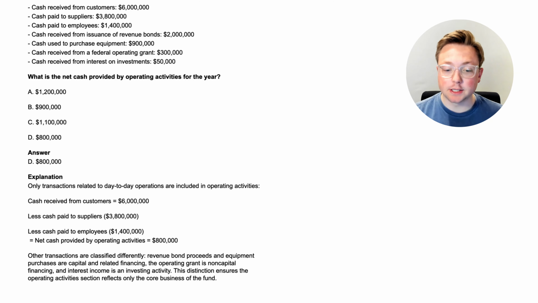And the other transactions are classified differently. Revenue bond proceeds and equipment purchases are capital and related financing. Again, we're getting the idea of all four of the activities from this, even though we were focusing on operating activities. The operating grant is non-capital financing, and interest income is an investing activity. This distinction ensures the operating activities section reflects only the core business of the fund. So again, operating activities, core business functions, typically if you think about it that way, that will get you in the right area. Now with that, let's go to the next question.